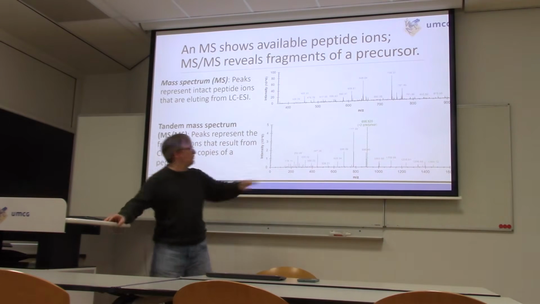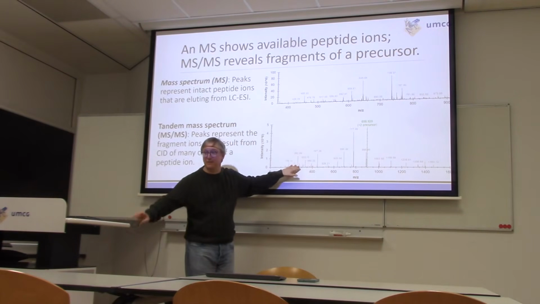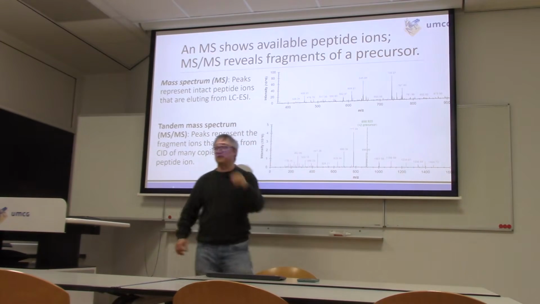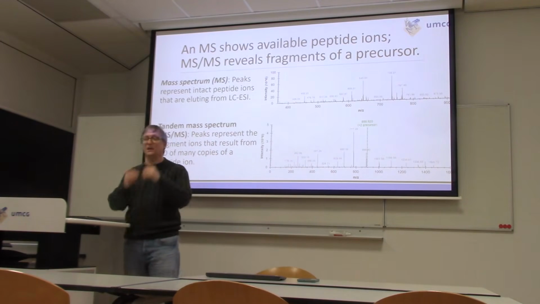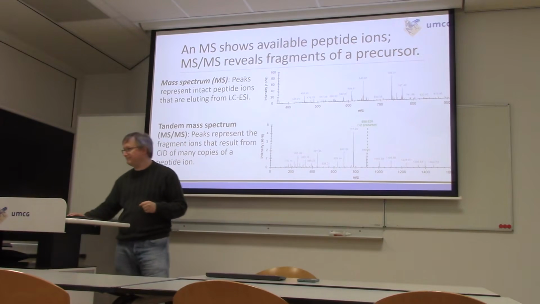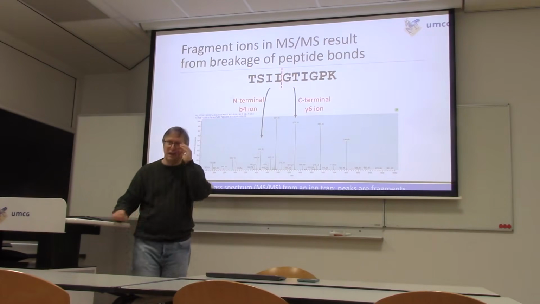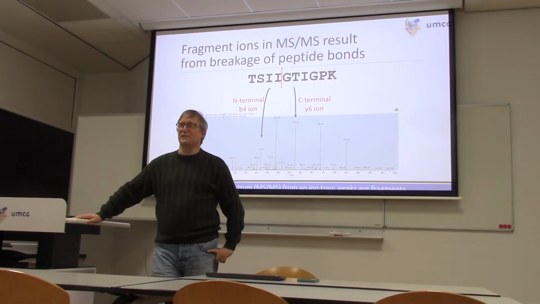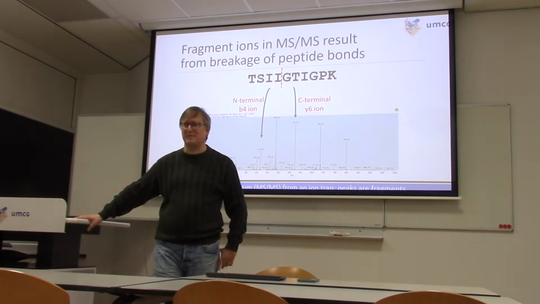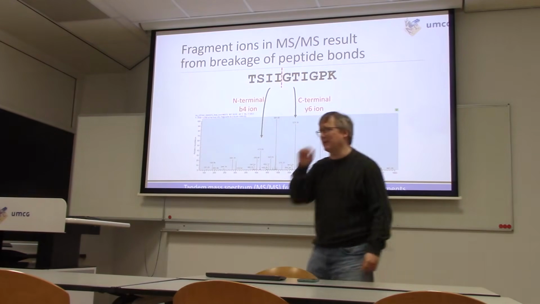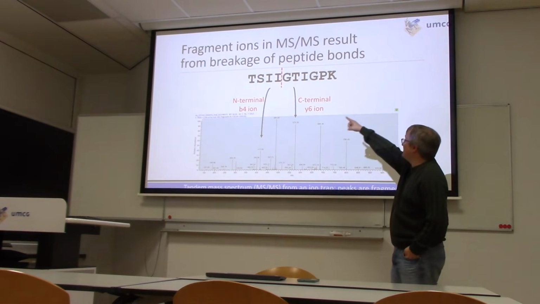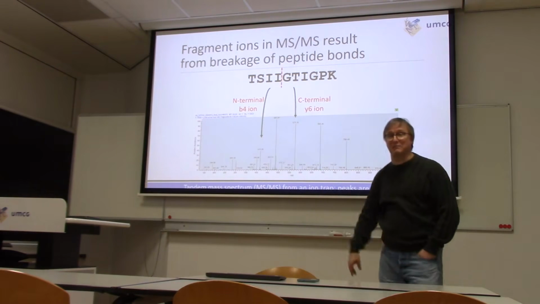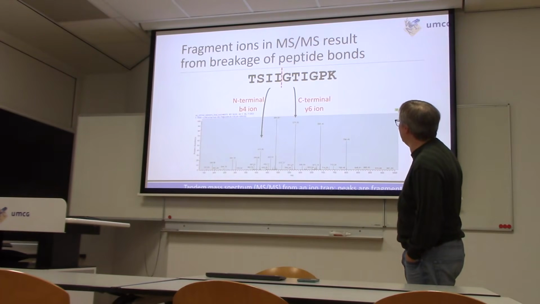Okay, so in a tandem MS, in an MS-MS, the peaks that you see represent the fragments resulting from the breaking of some peptide. And we're not going to talk a whole lot about how fragmentation works because, frankly, people have written 30-page chapters about all the different ways that peptides break. It's a complex topic. But let's examine this 10 amino acid peptide, TSIIGTIGBK.